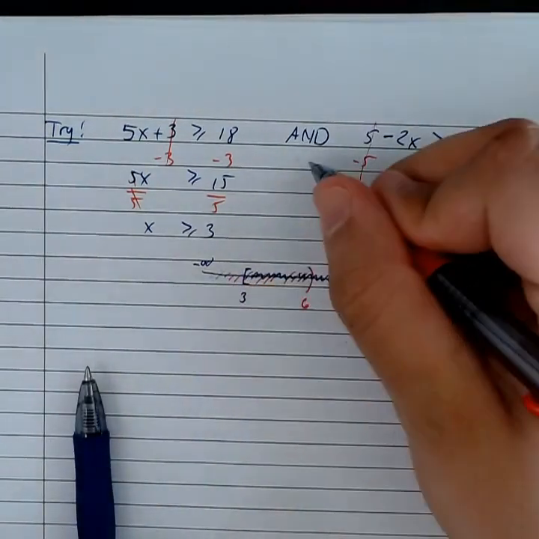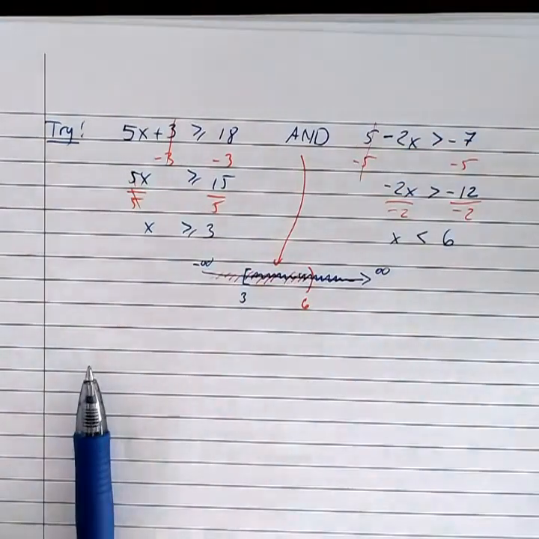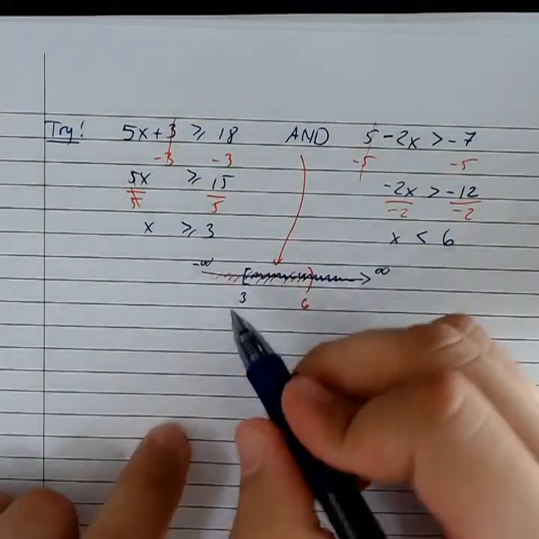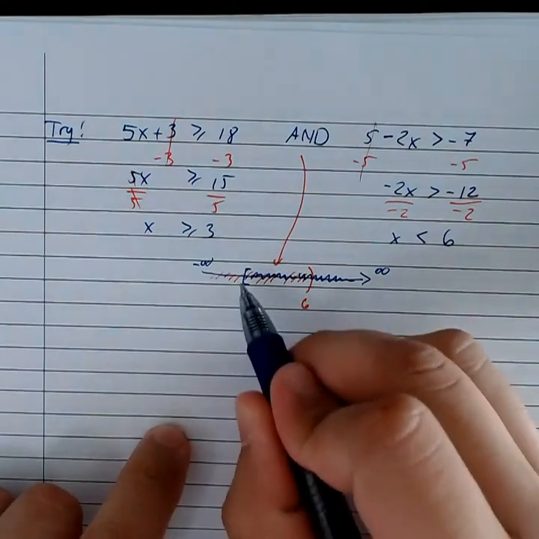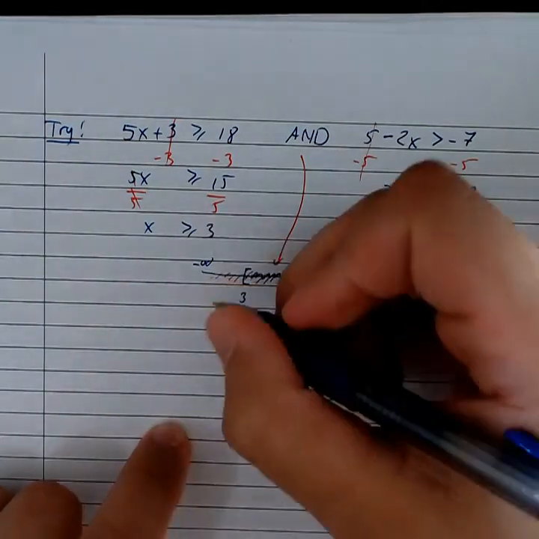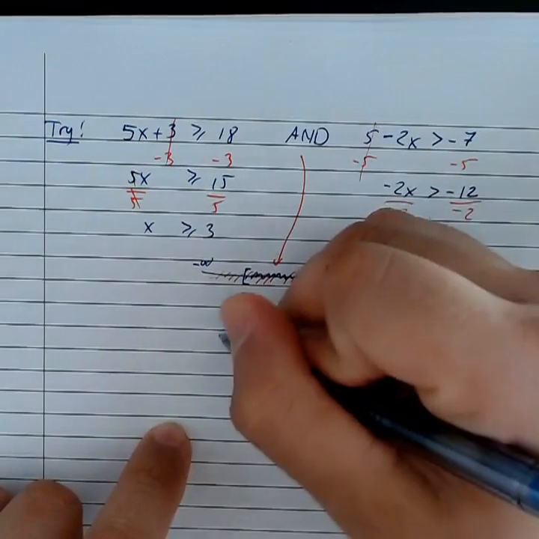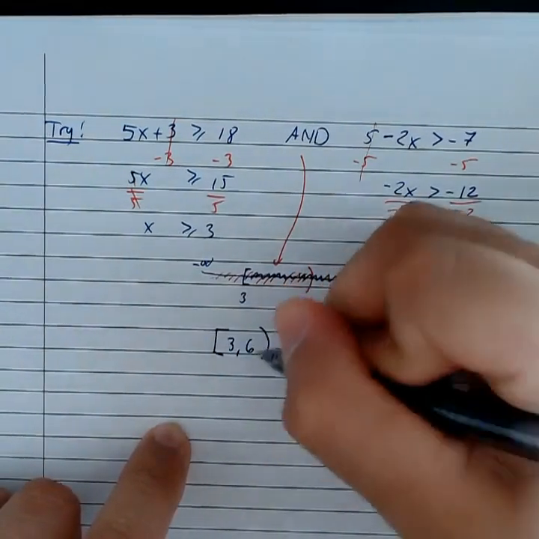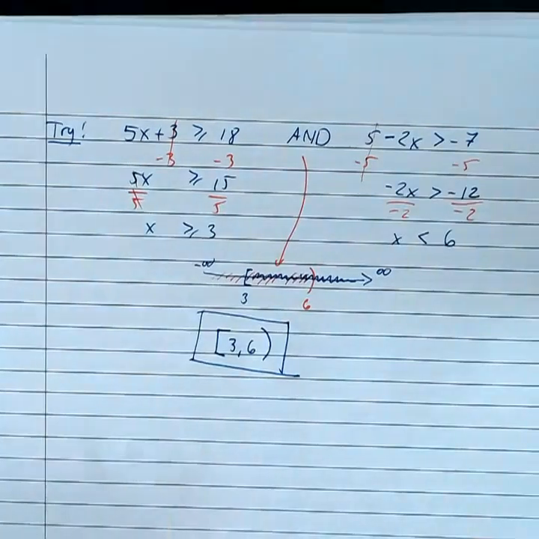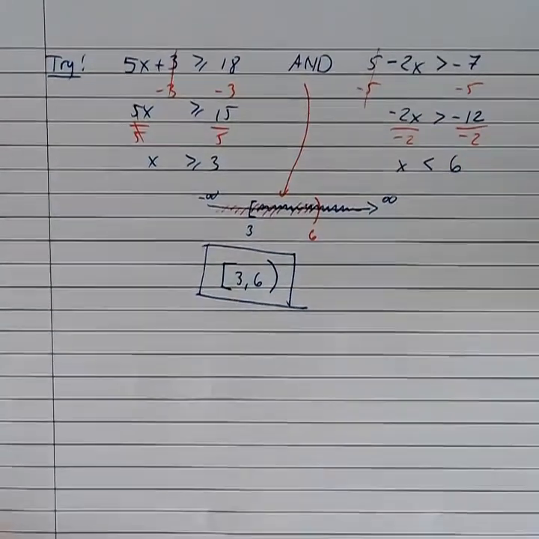And since this is "and," what we want to do is find where they overlap. Well, here where they overlap is all the stuff from 3 to 6. Include the 3, but not the 6. So from 3 to 6, include the 3, but not the 6. And there is our solution to our compound inequality.